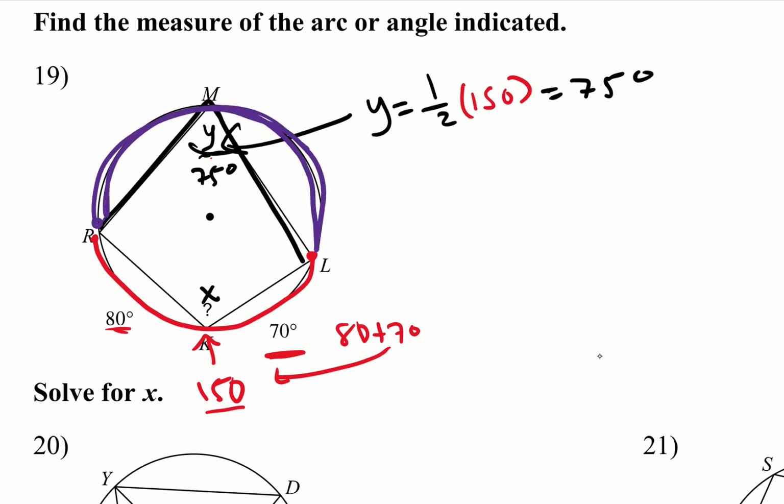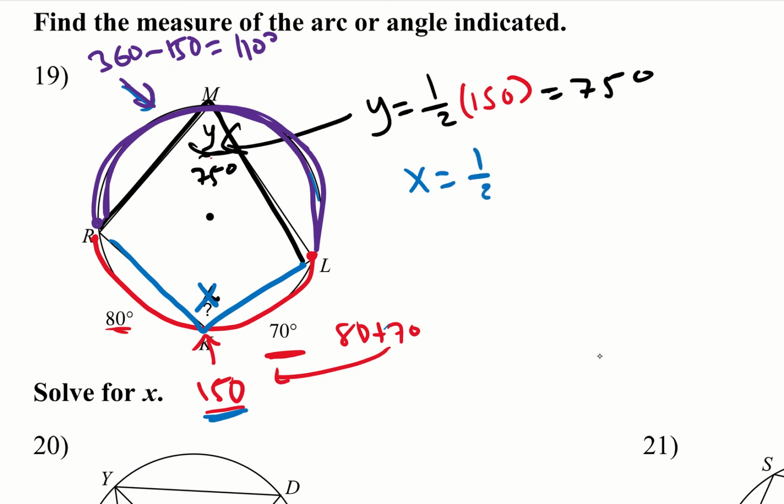Now, in order to get this angle, I'll call it the blue angle, I want to get that blue angle there, call that blue x. If I wanted to get that angle, I need to get this purple arc. In order to get this purple arc, well, I know that this red arc is 150, and so this purple arc must be 360 minus 150 because they add up to a full circle, which is 110 degrees. And then I can cut that in half to get x. So x is going to be half of the 110 degrees, which is 55 degrees.